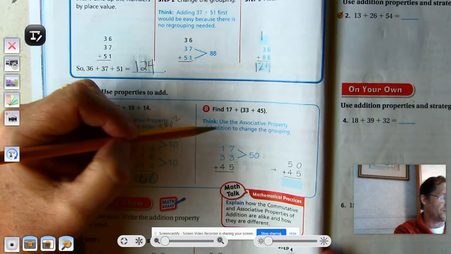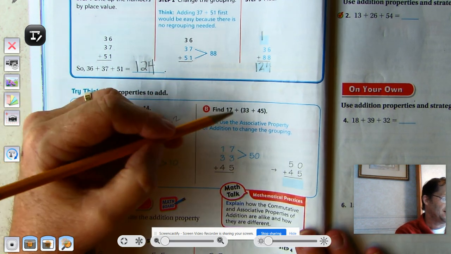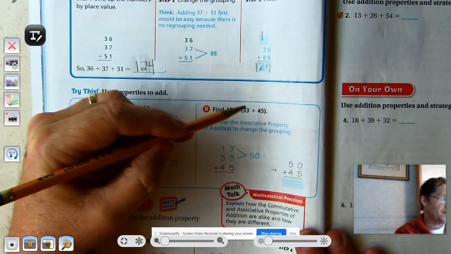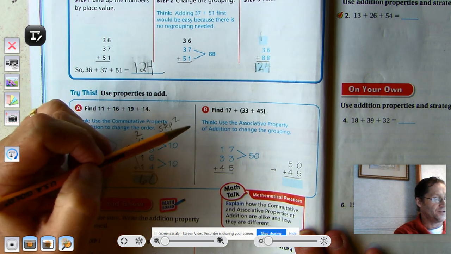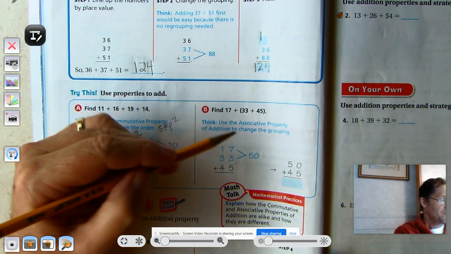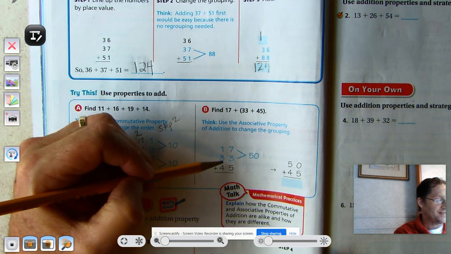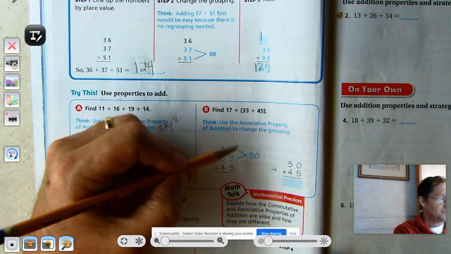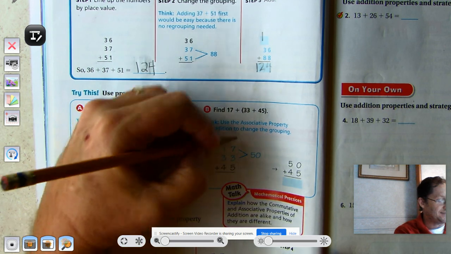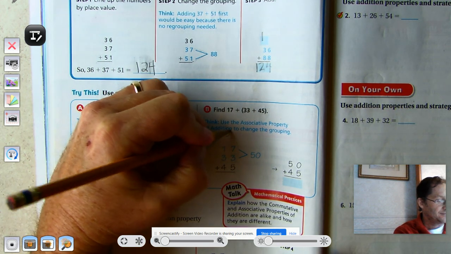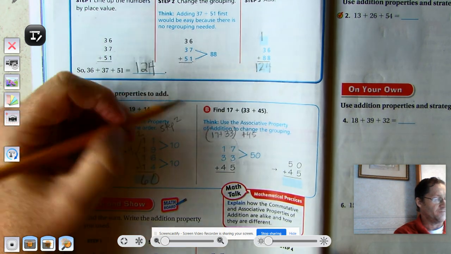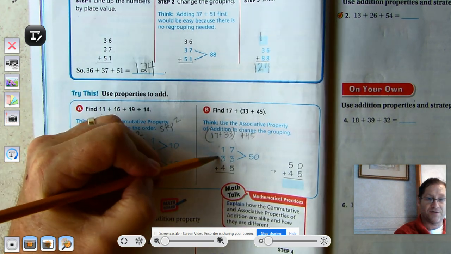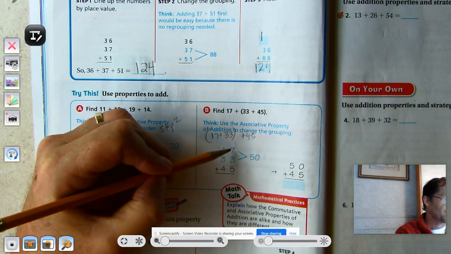Use the associative property of addition to change the grouping. 17 plus 33 plus 45. Right now they have us adding 33 and 45. But I see that 7 and 3 gives me a 10. So let's group 17 and 33 and then add the 45. So 17 plus 33 plus 45.